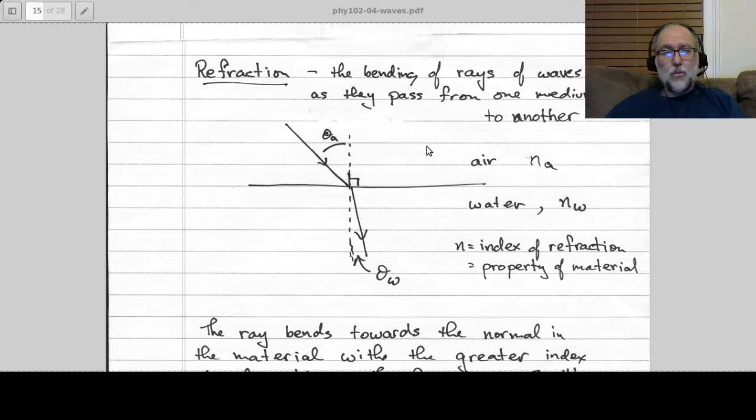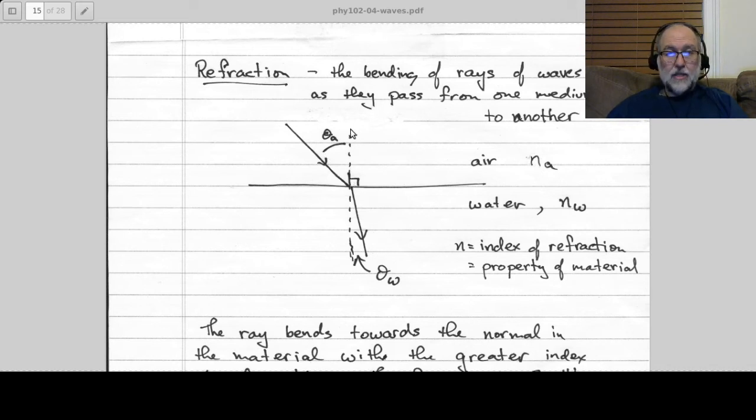So imagine here we have air, okay? And this line is the surface of air and water, and down here is water, okay? So maybe you're in a swimming pool, and your eyes are right at the interface between the surface of the water. So there's air on top and water underneath, and you have a ray of light that comes in like this, and it reaches the surface, and what does it do?